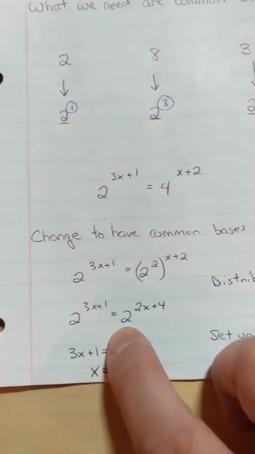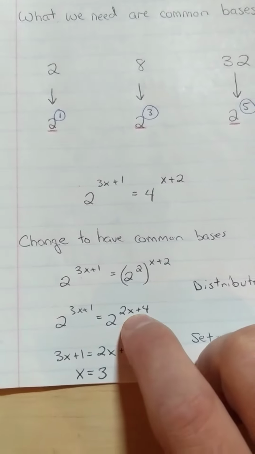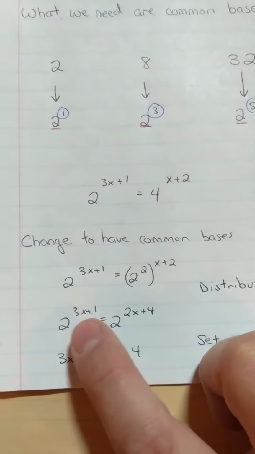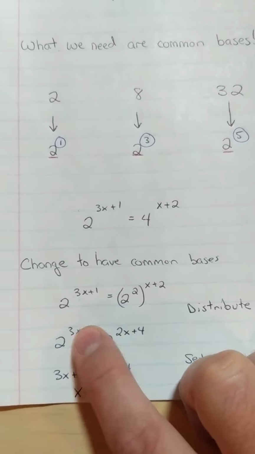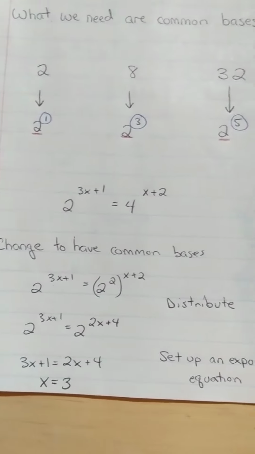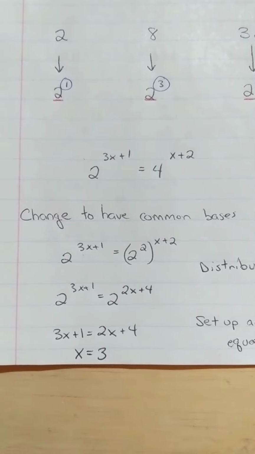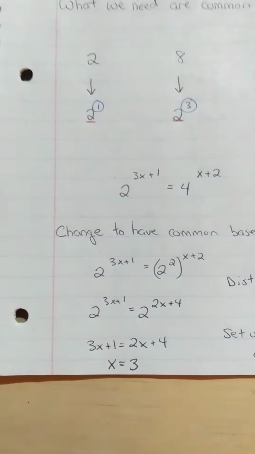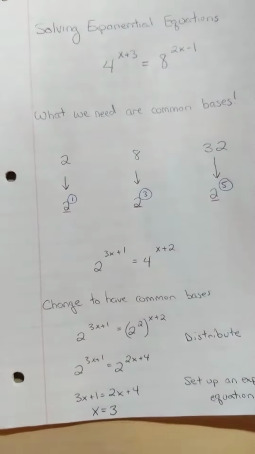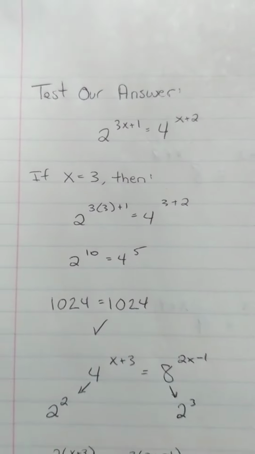Now that I have common bases, 2 to the power of something is the same thing as 2 to the power of something. Well, if you think about that, if they both have the same base, therefore, the exponents must also be the same in order for them to be equal. So I set up an exponential equation. And then I solved. So I'm claiming that if x equaled 3, that the left side would be equal to the right side. So we can test it.